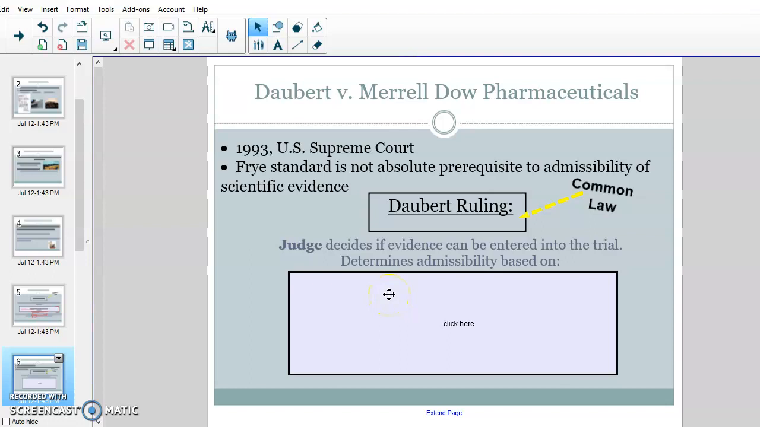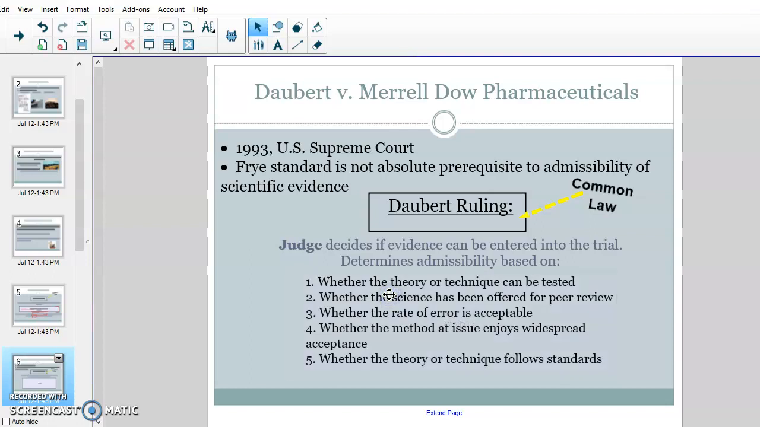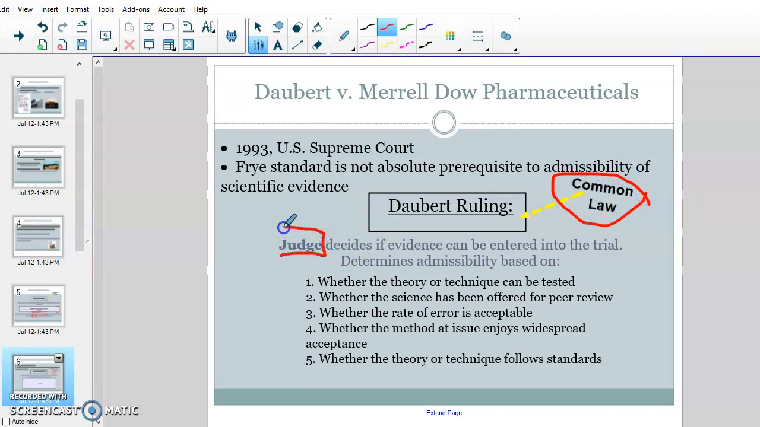So they ruled in favor of the fact that there should be other descriptors for what's allowed in court. So now, under the Daubert ruling, which is the new common law, meaning now this is what everybody follows, the judge is the one who has presented the scientific evidence and decides whether or not it should be allowed in court based on these 5 factors.